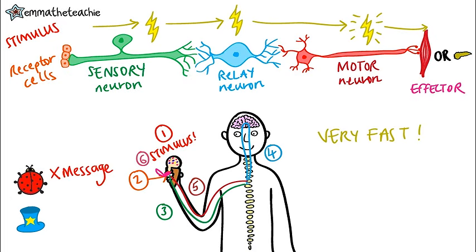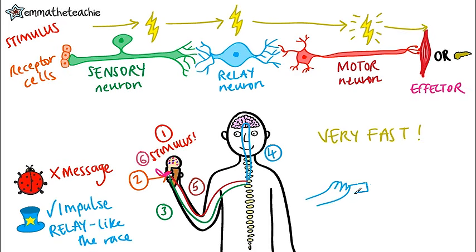Okay, speaking of impulses, we're going to point out a little bugbearer. We don't call them messages. Examiners hate that. We must call them impulses. Another tip is how to remember the relay neuron is like a relay race. So if you think about it, in a relay race, you pass on a baton from one person to another. So it's passing between different people. A relay neuron also just passes an impulse between different neurons.